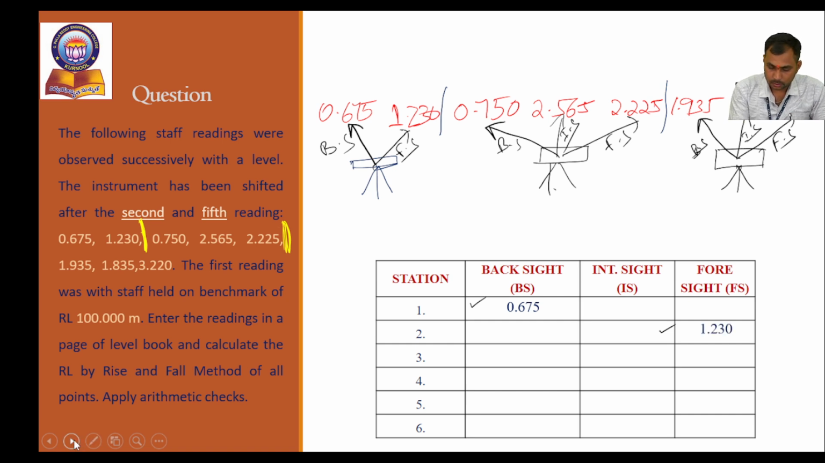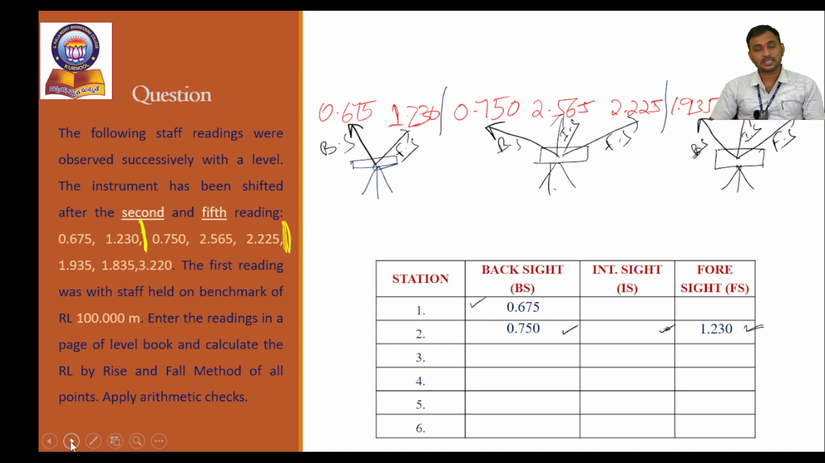Sorry. So nothing but foresight is here. I thought this is the foresight. Right. Next. Now I have shifted my instrument to the next point. Now again I'm focusing to the 0.750. What is that 0.750? That will become the backside. So where do I have to provide it? Near station 2. So here I will get the 0.750.